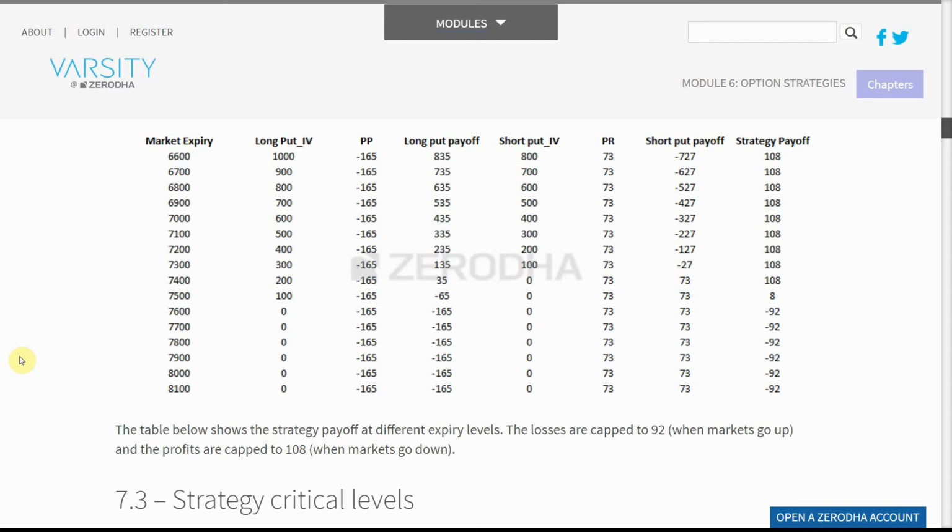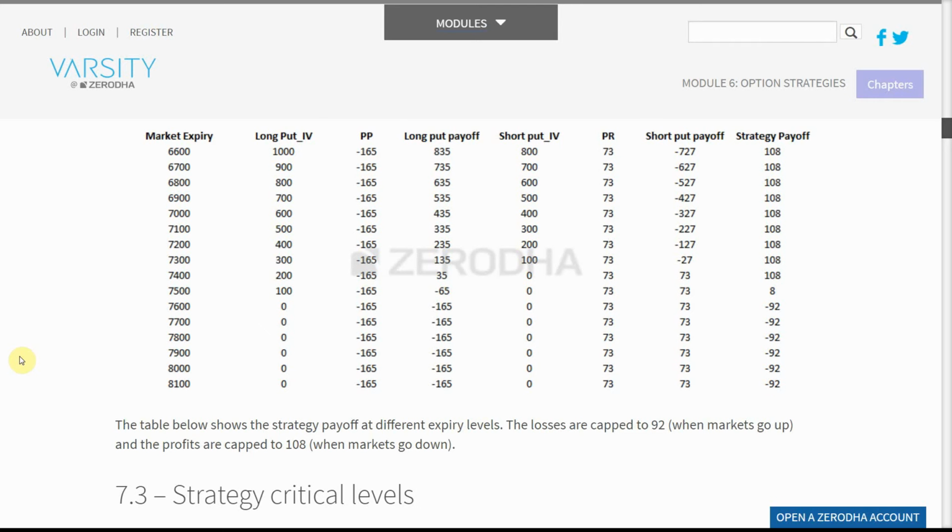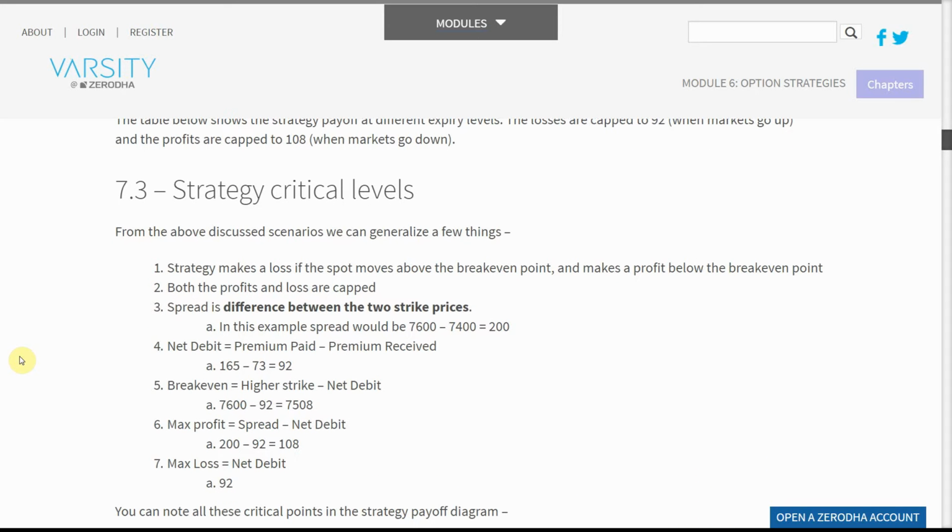7.3 Strategy Critical Levels. From the above discussed scenarios, we can generalize a few things. The strategy makes a loss if the spot moves above the break-even point, and makes a profit below the break-even point. Both the profits and loss are capped. Spread is the difference between the two strike prices. In this example, spread would be 7600 - 7400 = 200. Net debit equals premium paid minus premium received: 165 - 73 = 92.